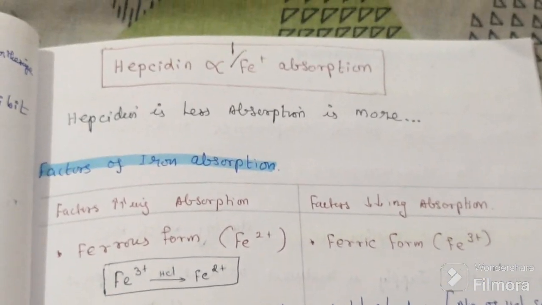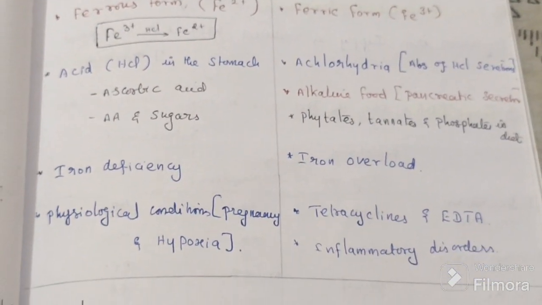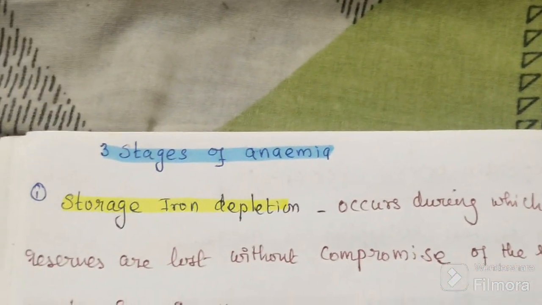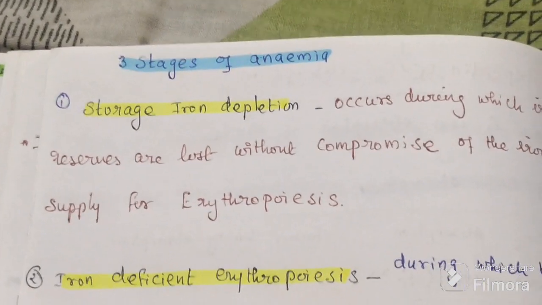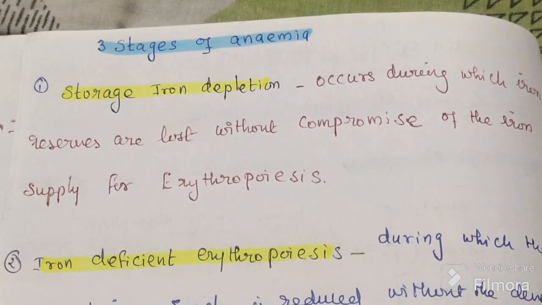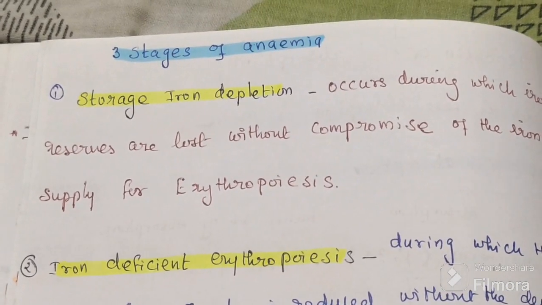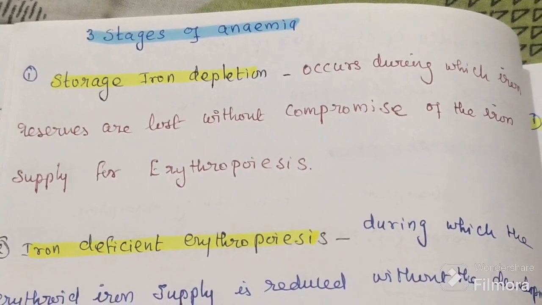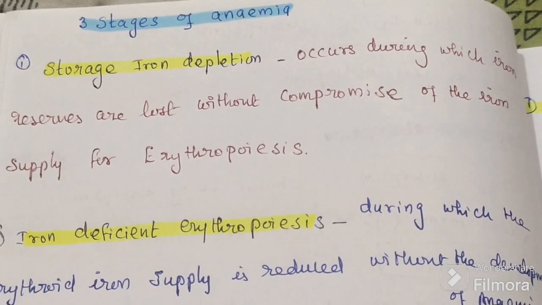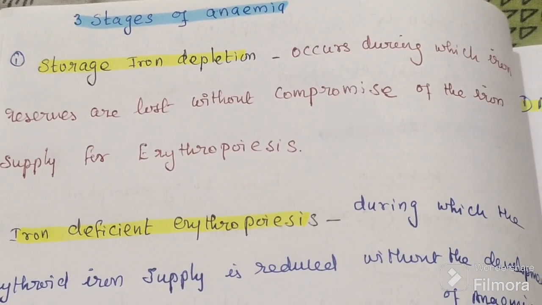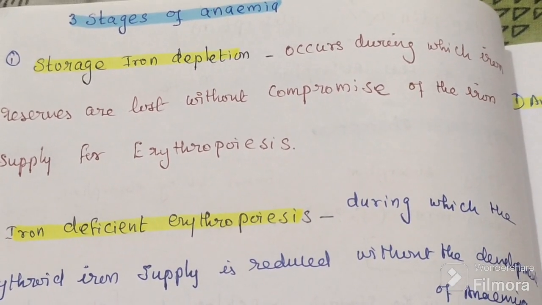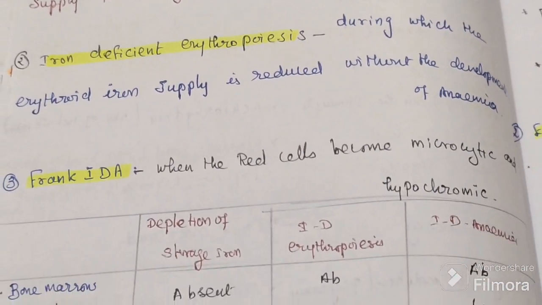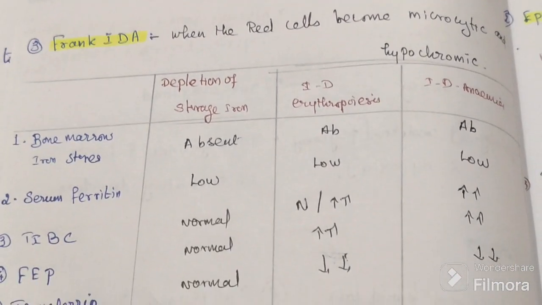So what are the factors affecting iron absorption? Then etiological factors. Then three stages. Whenever we don't take iron food for three weeks or so, the iron will be stored in the bone marrow and liver. Our body will take iron from the liver and bone marrow. Up to two months our body will take iron from the storage form, which doesn't cause any symptoms. Later it will cause symptoms, frank iron deficiency.